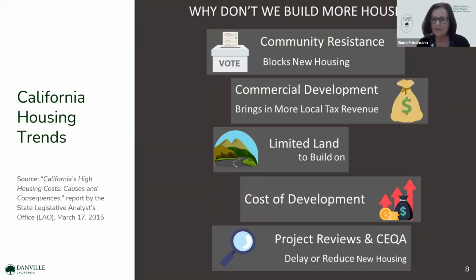So we look at why we don't build more housing, and there are a number of primary factors. Number one is community resistance to growth. People don't want to share their community with congestion and crowds, and there's a lot of resistance to new builds and development in communities. The second is that commercial development brings in more local tax revenue, so it's more attractive from a development standpoint, and the priority is commercial development. Another factor is limited land to build on. When you have limited land, land is very expensive, and that drives up the cost of development, which is the next factor. And then project reviews and CEQA, the California Environmental Quality Act, either delay or reduce new housing altogether. Next slide.